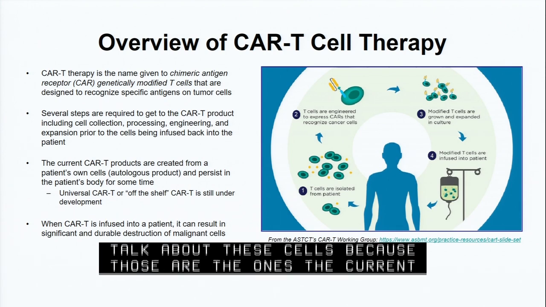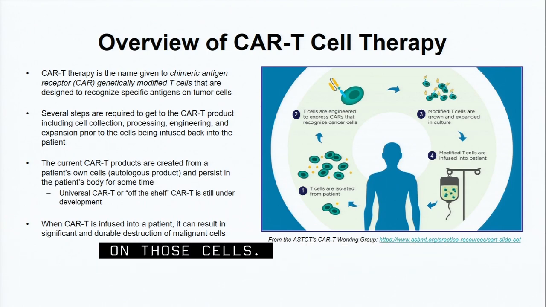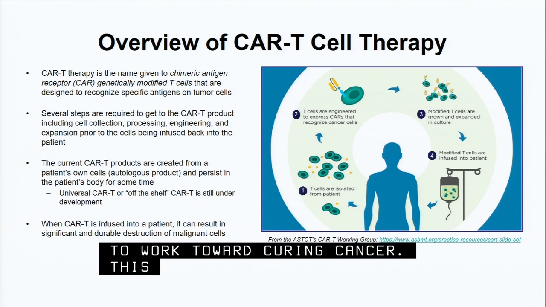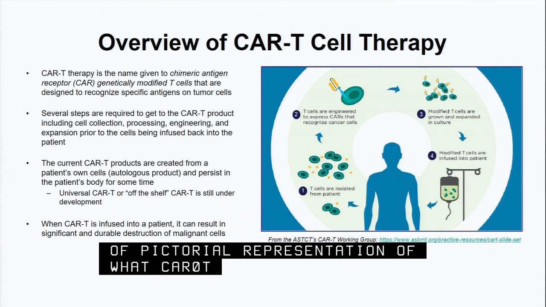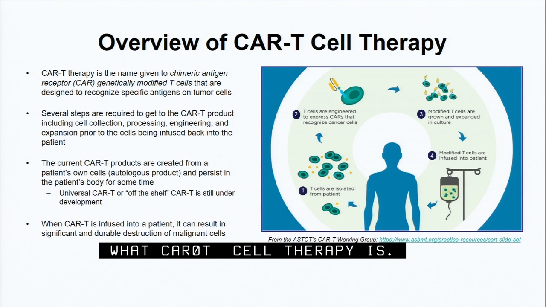Basically, it stands for chimeric antigen receptor genetically modified T cell therapy. There are several steps involved. Right away, think of it as an autologous situation, because that's what we have today. That means cells are taken from the patient themselves, the T cells. By apheresis, the cells are collected, and then they are engineered or manufactured. They're sent off to a manufacturer, and that's where the magic happens.